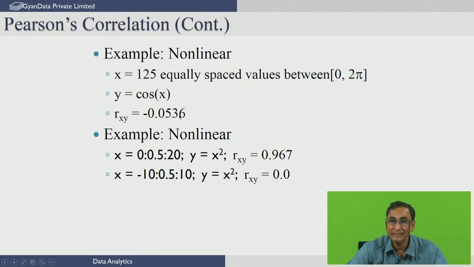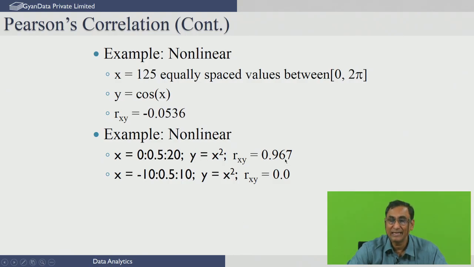This does not imply that there is no relationship between x and y. All you can conclude from this is perhaps there is no linear relationship between x and y. Similarly, let us look at another non-linear case, y equals x squared, where I have chosen x between 0 and 20 with equally spaced points of 0.5 each, 40 points you get, and I have computed y equals x squared, and then computed Pearson's correlation for this xy data.